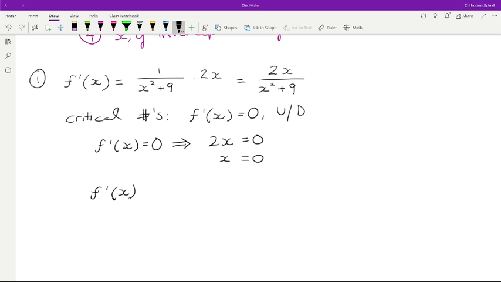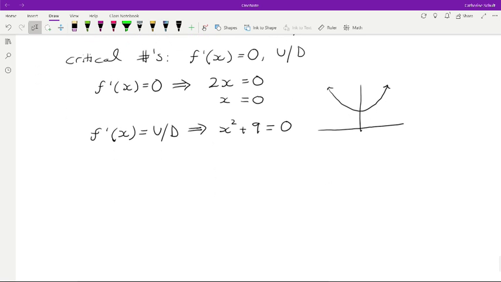f prime of x is undefined when the denominator is 0. All right, and then actually x squared plus 9 is never 0, right? If we solve this, we get x squared equals -9. That's not possible. And also, if we were to graph it, this is a parabola with a vertical shift of 9, and we could see it never reaches 0. So it's not undefined. So we have one critical number, and that's x equals 0.